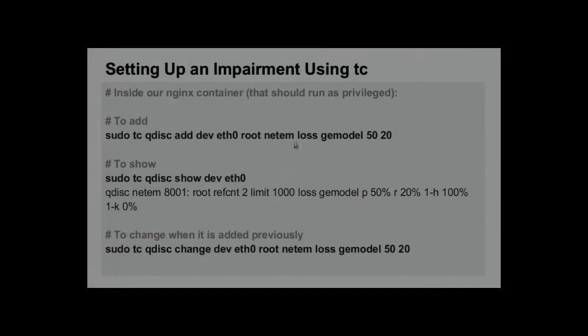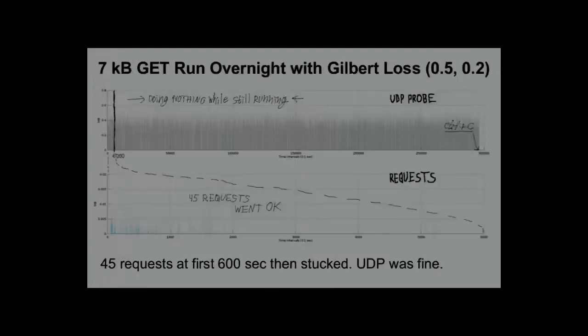And if you already added this qdisc, then if you want to change it, you need to use the change command. If you download my slides, there are references to the documentation of everything that is here, so you can just look it up. But basically we specified that with 50% probability we go from the good state to bad, and with 20% probability from bad to good, so that it stays in the bad state a bit longer.